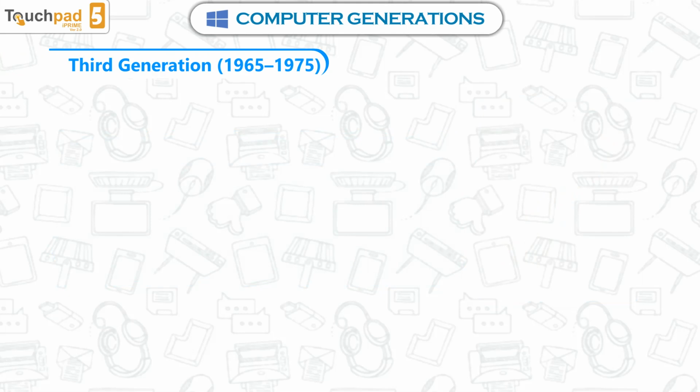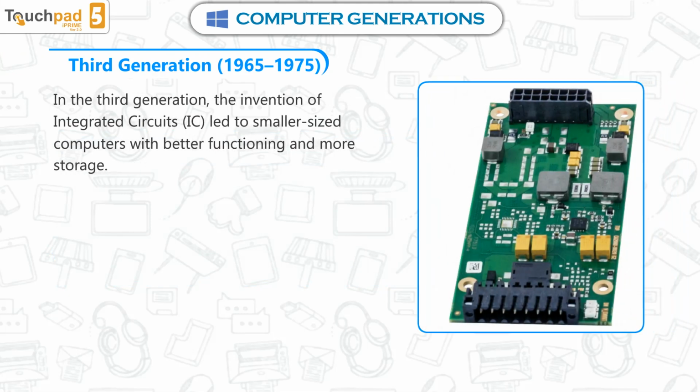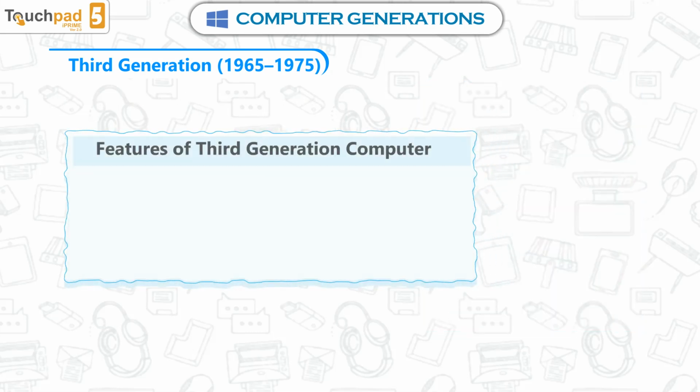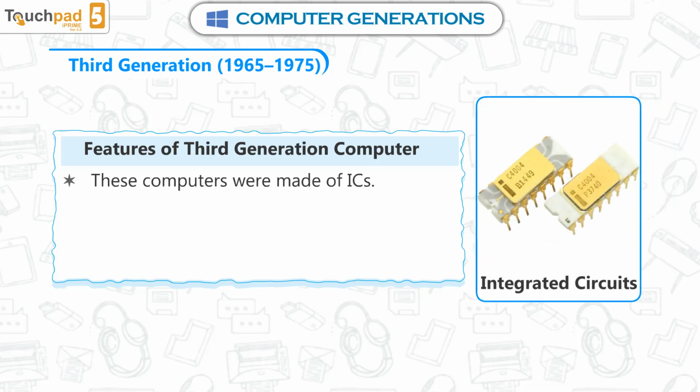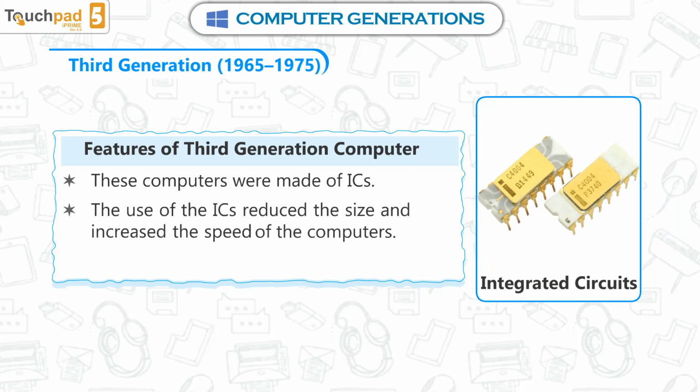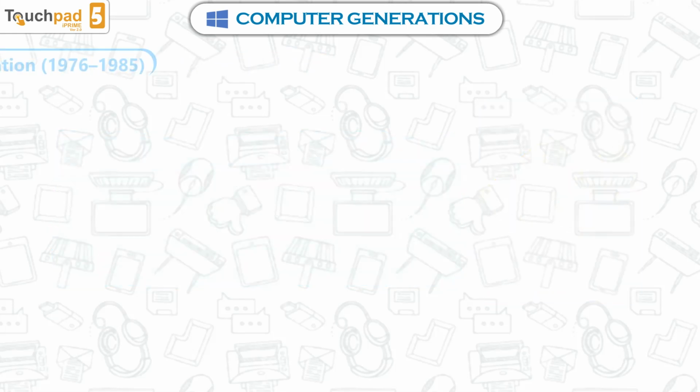Third generation, 1965 to 1975. In the third generation, the invention of integrated circuits, IC, led to smaller sized computers with better functioning and more storage. Features of third generation computer: these computers were made of ICs. The use of the ICs reduced the size and increased the speed of the computers. They were more affordable and dependable.